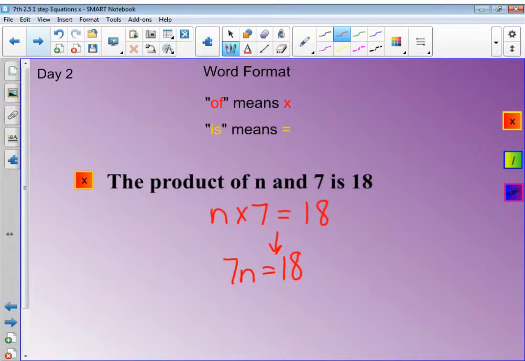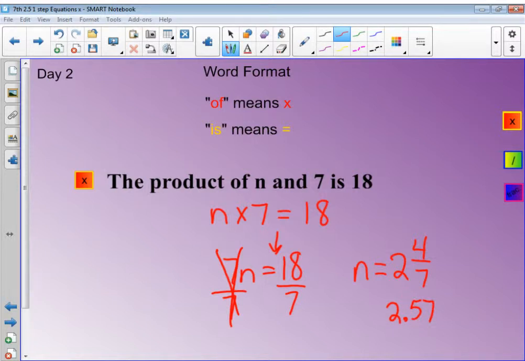Okay, so now if I go through and divide it out, divide by 7, divide by 7, that's showing my canceling. So I end up with n equals, 7 would go in there twice, puts me at 14, and I have 4 over 7 left. If you did that as a decimal, 18 divided by 7 would give us 2.5714, so I would just say it's 2.57.